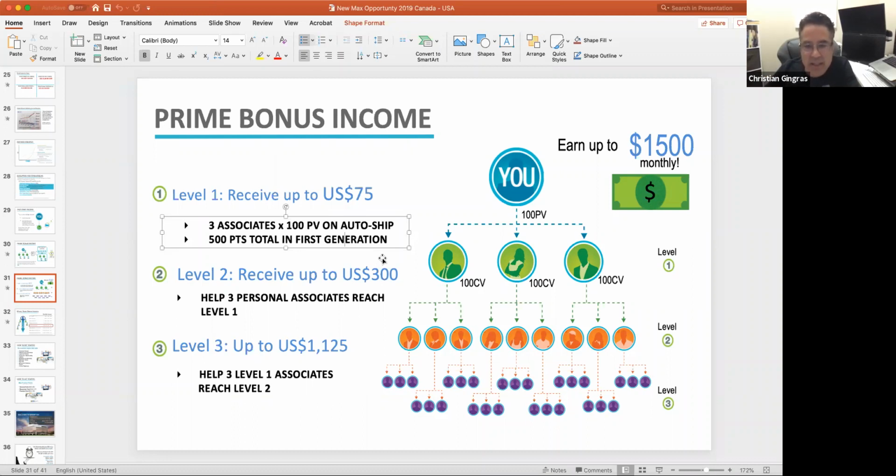What you're talking about here is the residual aspect of this business model of helping people qualify for Prime Bonus Level 1. So again, help people qualify for Prime Bonus Level 1, and every time you do that, it's not just about you qualifying, but it's by helping your team qualify and helping them help their team qualify. And as this keeps duplicating, you are going to move up the ranks of Prime 1, Prime 2, and Prime 3 up to a maximum of $1,500 a month. Now, this is US dollars.